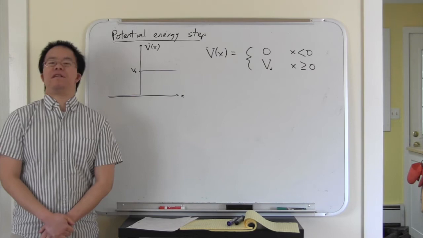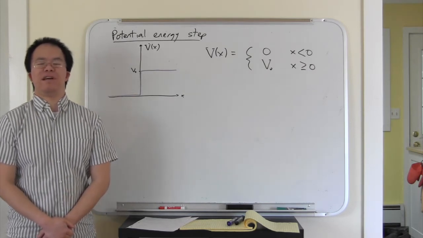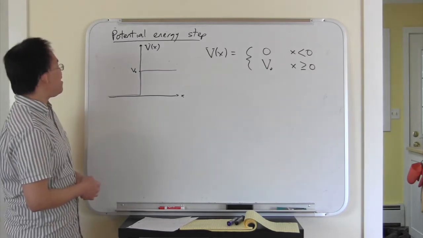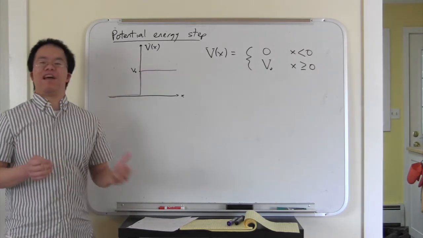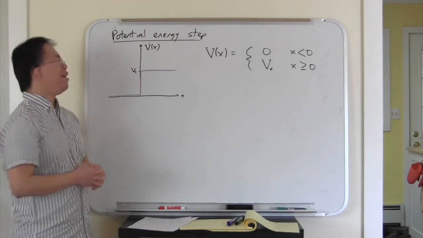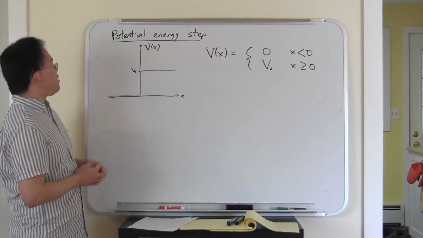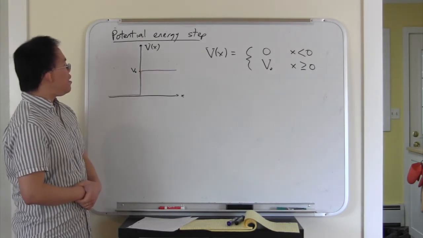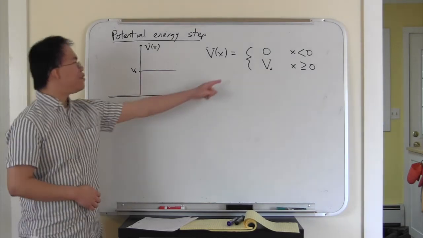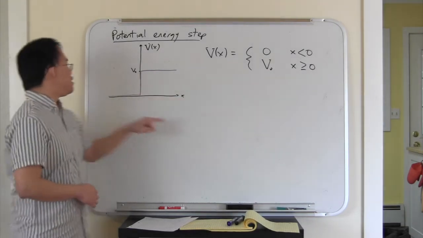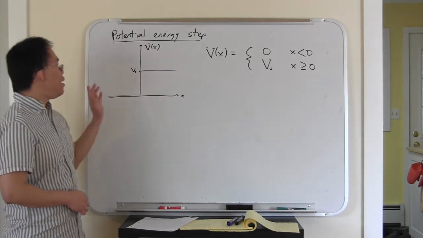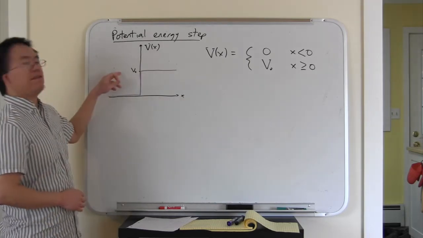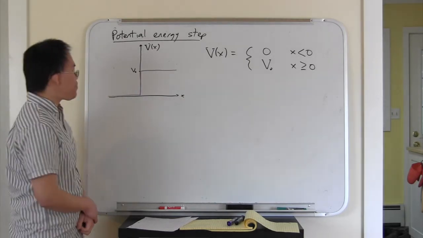So rather than dealing with the wonky looking potential energy in the clicker question, let's look at the simplest example of a situation where we have a scattering state, namely a potential energy step. So what we'll consider is the following. We consider a situation where the potential energy is 0 for x less than 0, but for x greater than or equal to 0, the potential energy is a constant V sub naught.